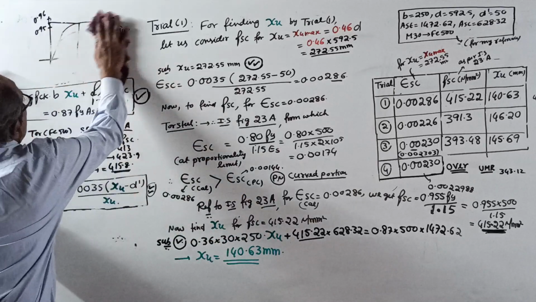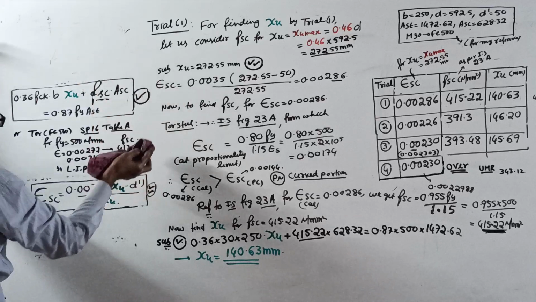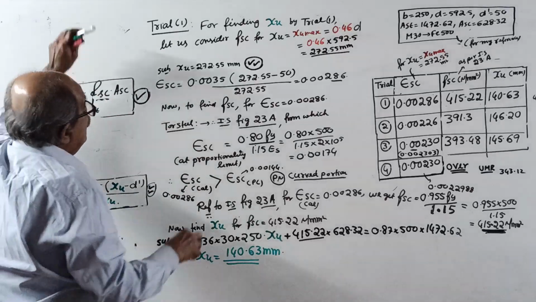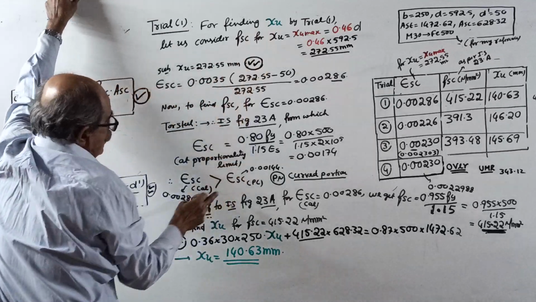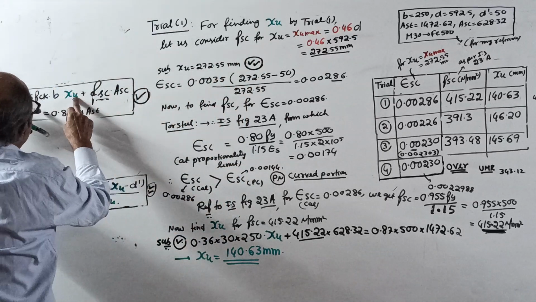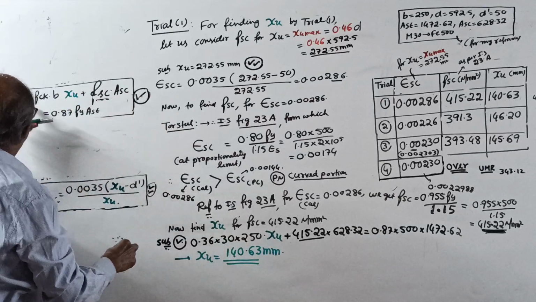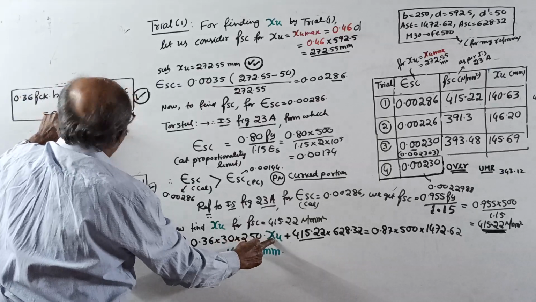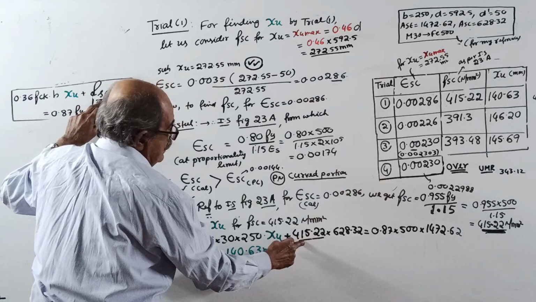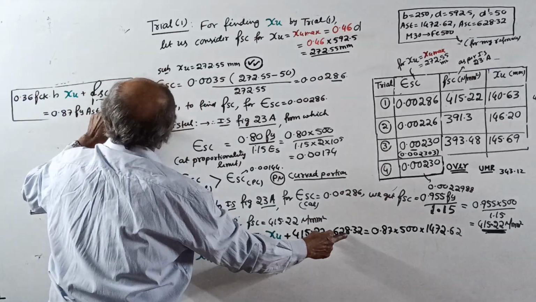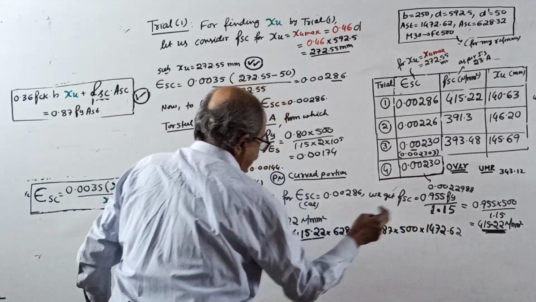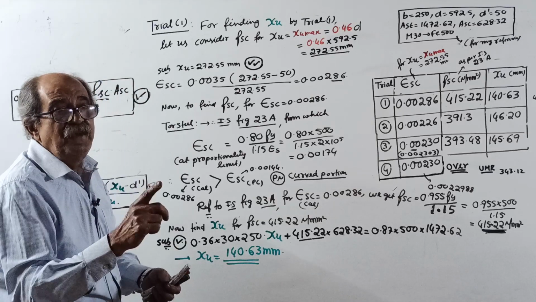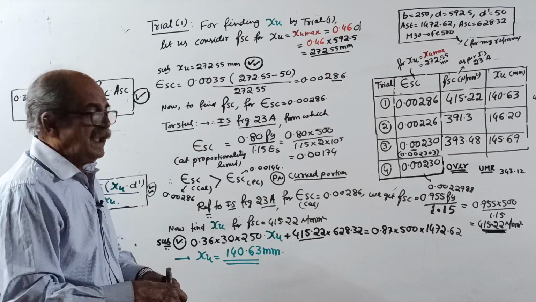This is already explained so many times earlier. No point in wasting time on these things. Start now. I told you, trial 1 needs XU. Now substitute here in equation 1 to get XU: 0.36 into fck into b into XU equals FSC, whatever you got, into Asc, 628.82, equal to 0.87 fy Ast. XU will come 140.63.